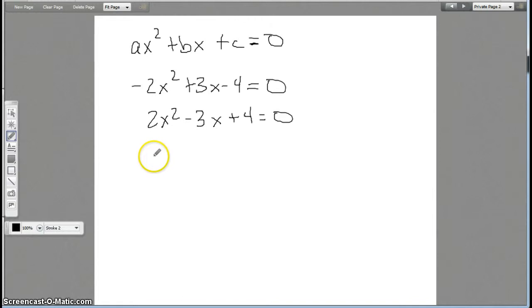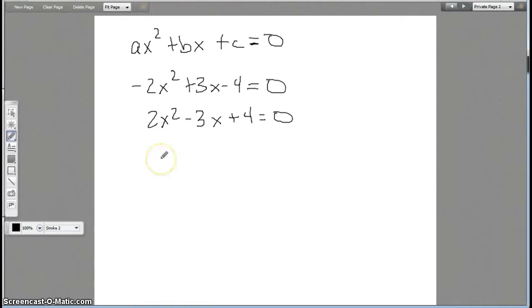So please do yourself a favor. If you start off with a negative number, after you've got it written down, go back and flip all of your signs. But you have to flip all of them. You can't just flip one of them. All the signs have to be flipped. Okay, so that's the first thing you have to do to solve an equation by factoring. You've got to write it in standard form.